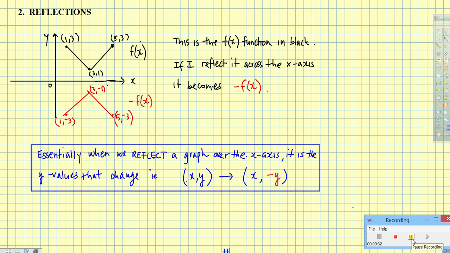Now, again, just as we had seen with the translations, when we are looking at the reflections, because it's the y values that are changing, then we're looking at negative f of x, meaning that the y values are being affected. So if the y values are being affected, then there's a negative in front of f of x, because recall that f of x is referring to the y value. So any y value will go to negative y.